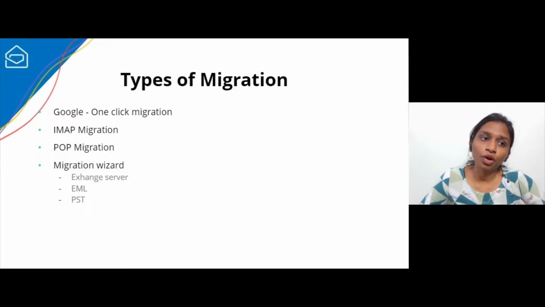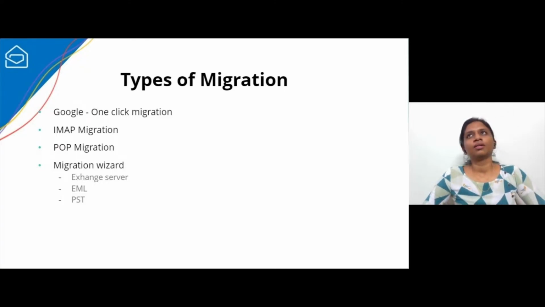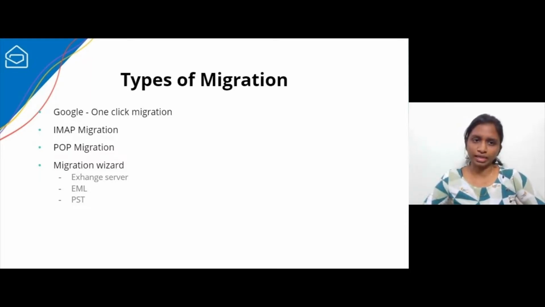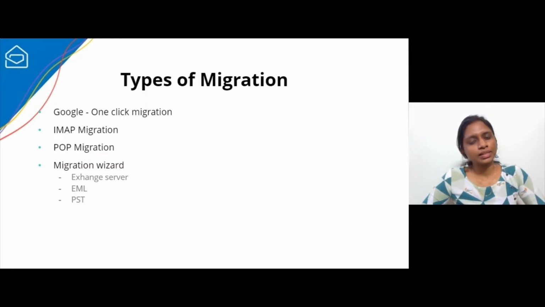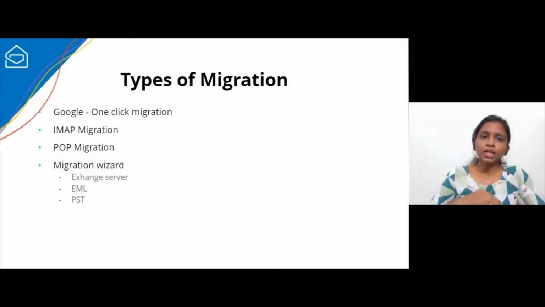Okay, last of all, one-click migration. Majorly used migrations are one-click and IMAP. So what is the difference between these two and when are they being used? One-click migration is majorly used when you want to migrate a lot of users. Say, for example, you want to migrate thousands of users, then you should probably go with one-click migration. But IMAP migration, you can use it when you want to migrate a handful of users, like hundreds of users, you can go with IMAP.